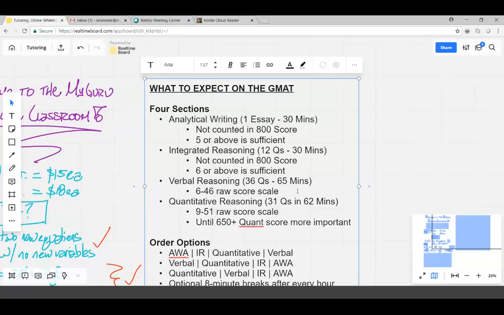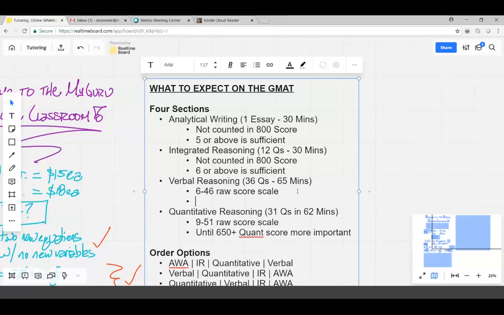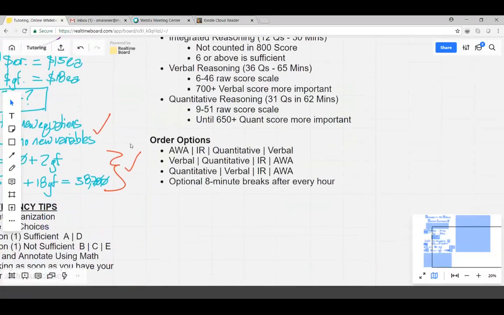But because you need to differentiate yourself from your peers to get the 700s and above, the verbal takes more relevancy to your overall 800 score once you get into the 700 plus. So when you're at 700 plus, the verbal score is more important in regards to how you're going to actually get to that 700 plus that a lot of people tend to aim for on this exam. Are there any questions out there about the overall structure and format of the exam?